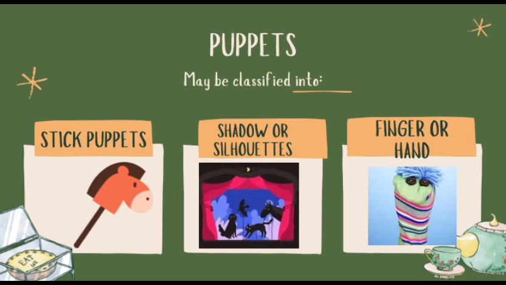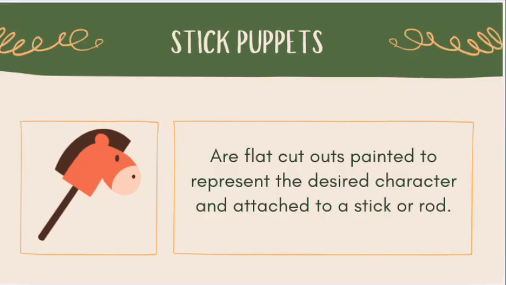Puppets may be classified into three. The first is the stick puppets. The second is the shadow and silhouette puppet. And the third one is the finger or hand puppet. First is the stick puppets. Stick puppets are flat cutouts painted to represent the desired character and attached to a stick or a rod.